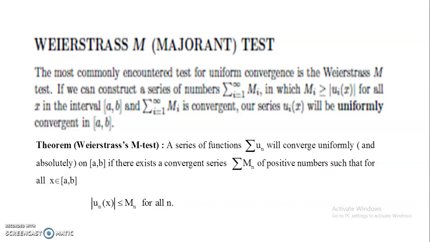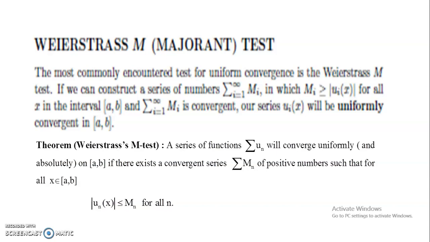The most commonly encountered test for uniform convergence is the Weierstrass M test. If we can construct a series of numbers, summation of Mi, where i runs from 1 to infinity, in which those terms Mi are greater than or equal to modulus of ui of x for all x in the closed interval ab, and also this summation of Mi, i from 1 to infinity, is convergent, then our series ui will be uniformly convergent in the given closed interval ab.